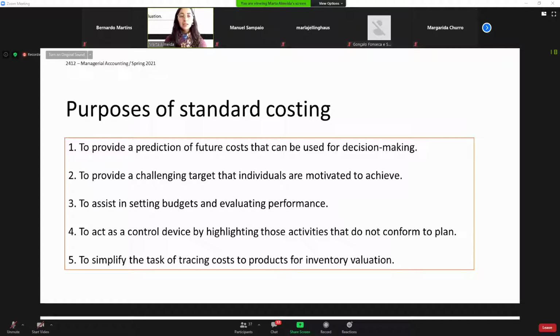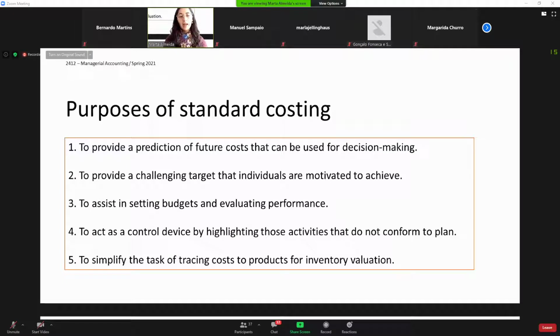The second is to provide a challenging target that individuals are motivated to achieve. If we have a standard cost for direct materials, the purchases manager responsible for purchasing them will make the best effort to purchase the materials at this cost or below. They will search for the best suppliers and try to negotiate discounts in order to be at or below the standard cost.